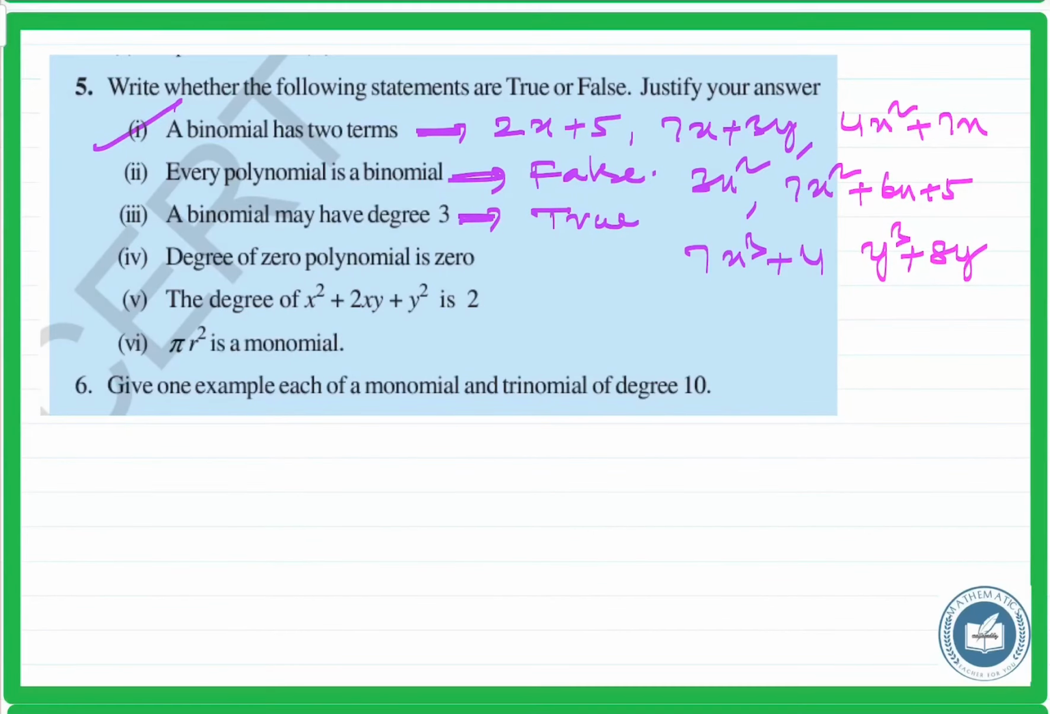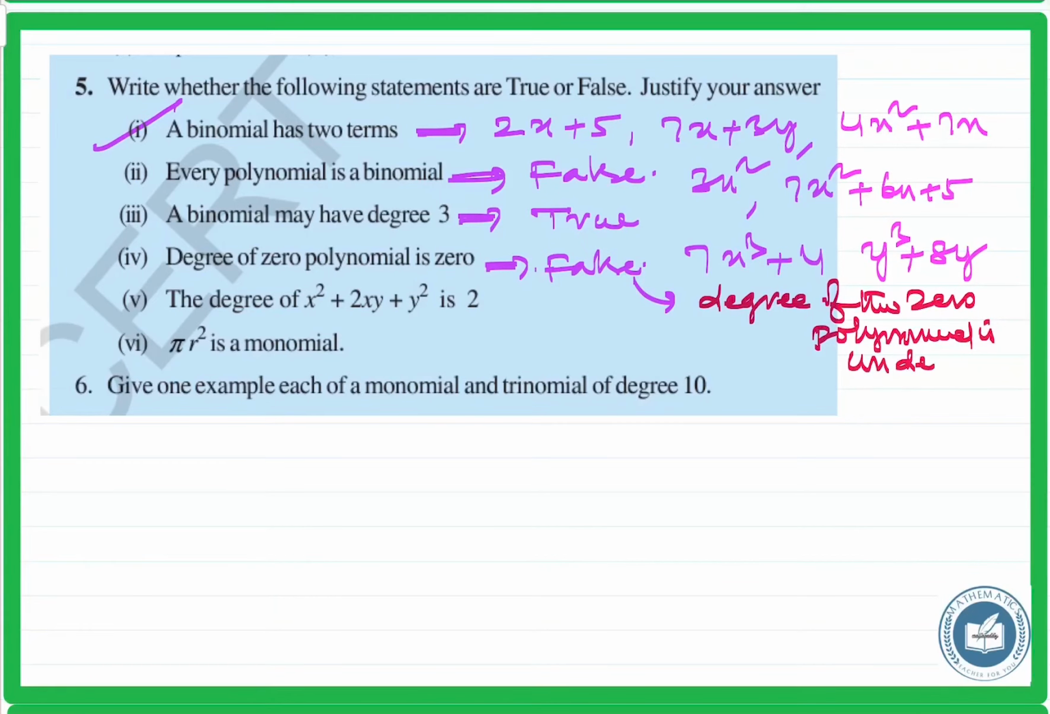The degree of the zero polynomial is 0. It is wrong, not defined actually. It is false. The degree of the zero polynomial is undefined. Here I am going to write: the degree of the zero polynomial is undefined.